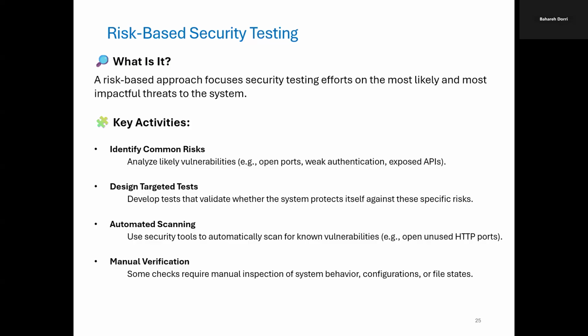Some vulnerabilities are subtle. They require a human eye, someone to manually check how the system behaves under stress or how it handles unusual inputs. By focusing on the highest risk and combining automation with human judgment, we make our security testing smarter, faster, and more efficient.